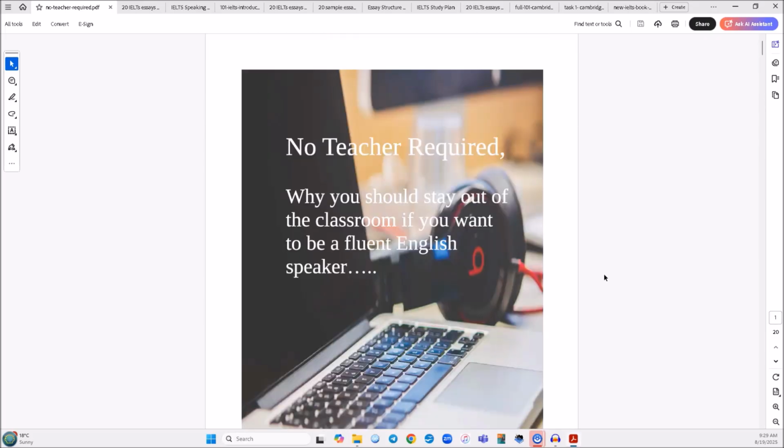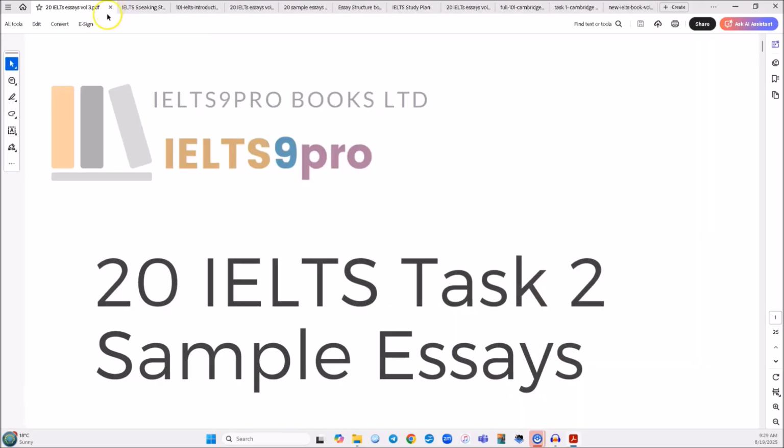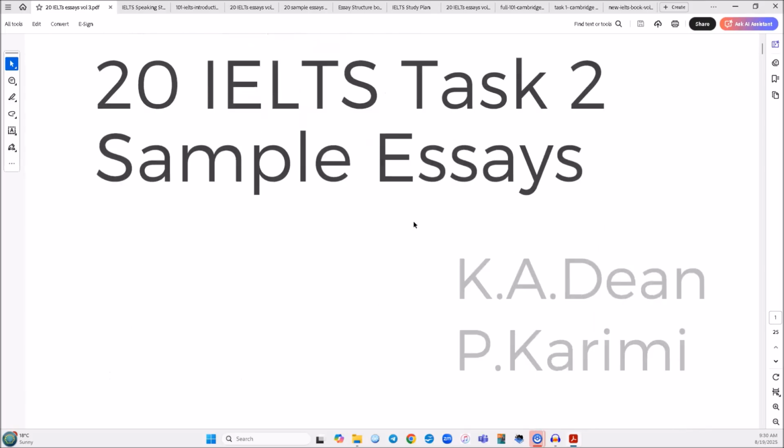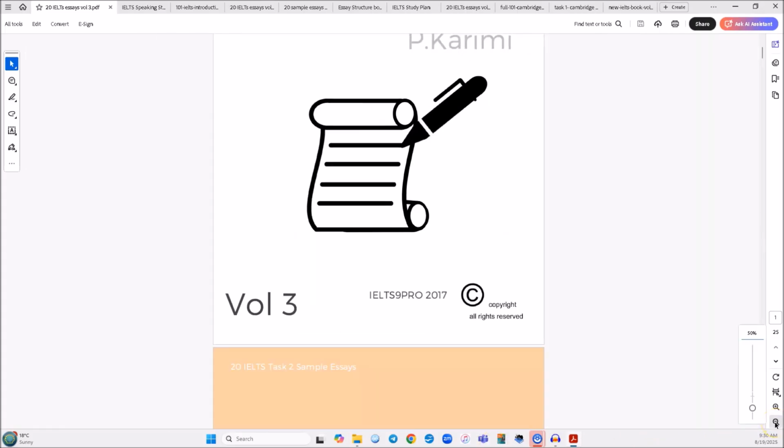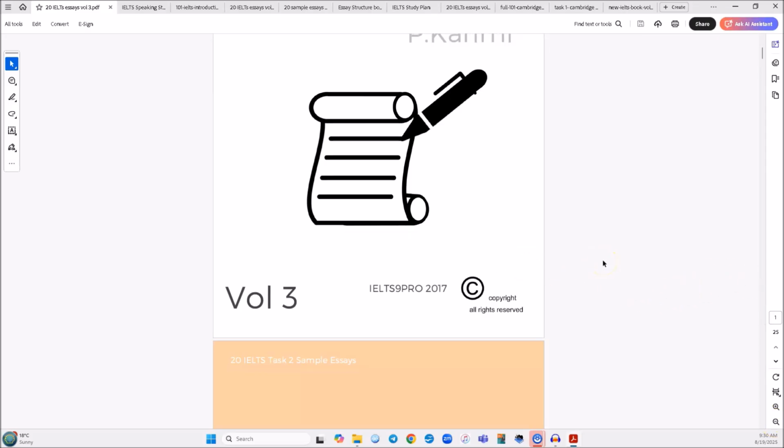So, no teacher required. Again, you can download that. Now we come to my IELTS books. I've got a series of these sample essay books. Now, these I wrote in association with my friend in Iran. So he's got his site IELTS 9 Pro and on Telegram, etc. And all this is, I'll just make it a little smaller so you can see it. This is just a collection of essays, really.